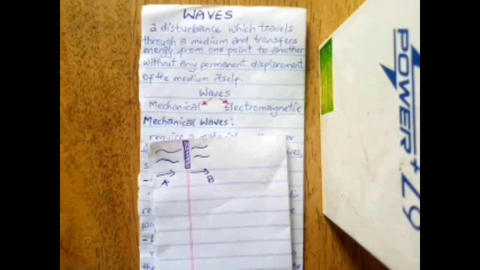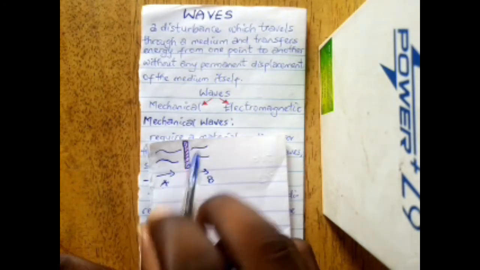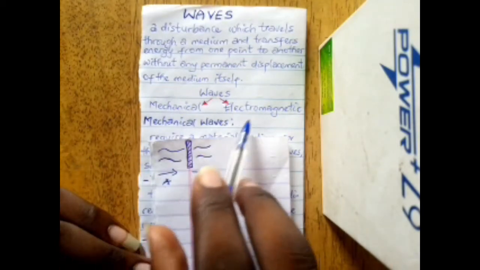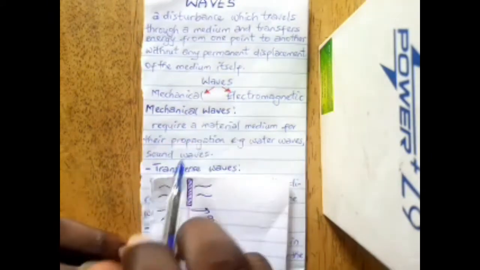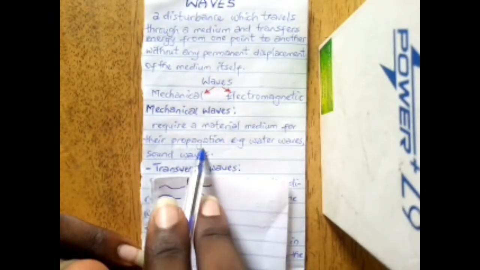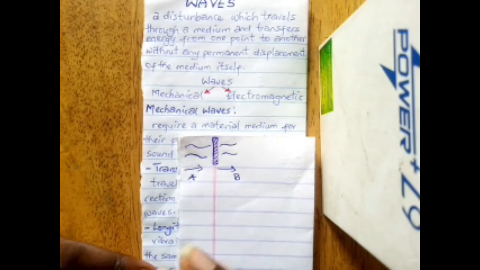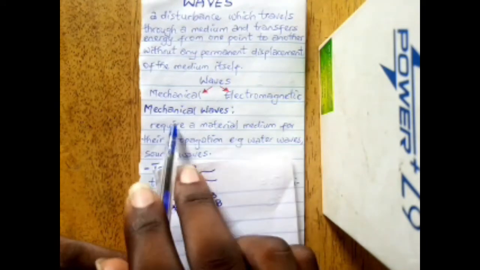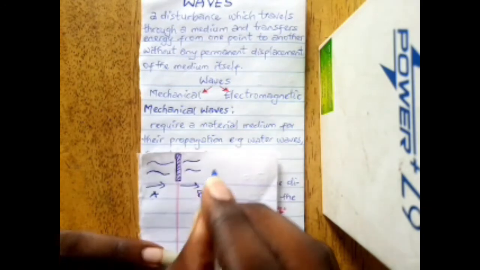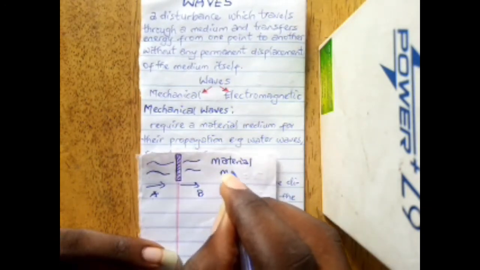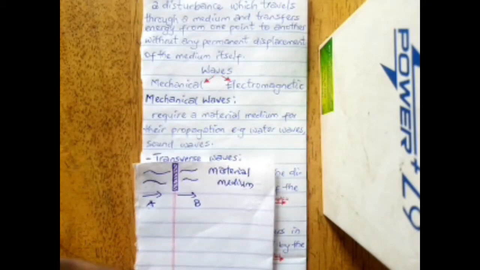In the distance covered by the wave, the kinetic energy is transferred from one point to another. We have various types of waves: mechanical waves and electromagnetic waves. Now I'm talking about mechanical waves. A mechanical wave requires a material medium for its propagation. Like I said earlier, waves are disturbances which pass through a medium. The first type, mechanical waves, are waves that require a material medium, in the sense that they need a medium for their propagation. For these waves to move from point A to B, they need a carrier, or a material medium for propagation.